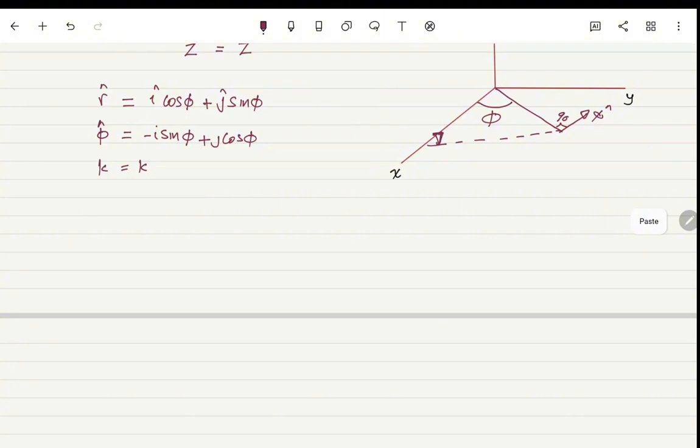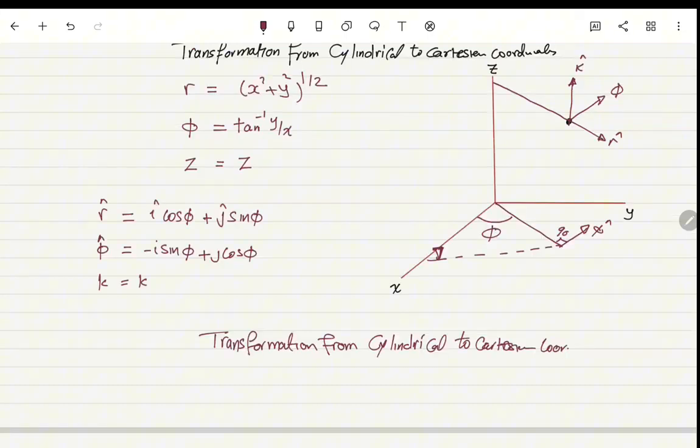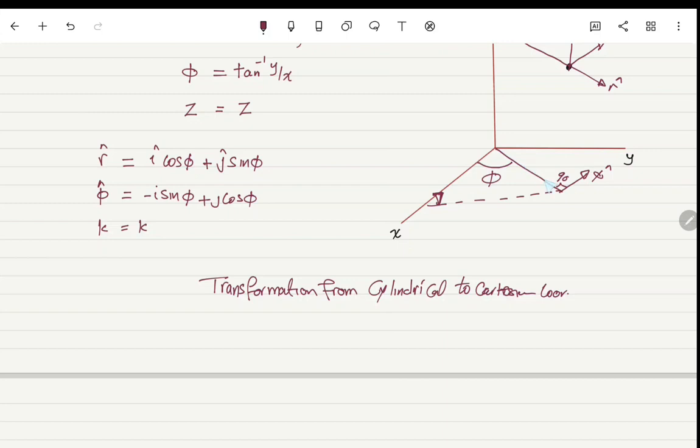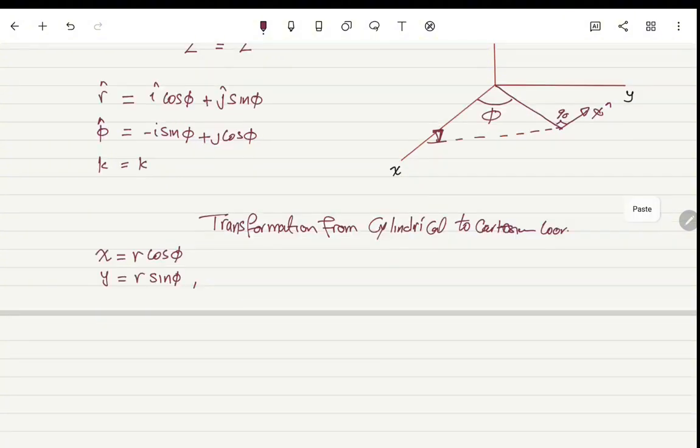Now, if we want to transform from Cartesian to cylindrical coordinates, let's do the following. Now, if this is r, this one here, it has x component, in this case x equal to r cosine phi. Now, it has also a y component, so y equal to r sine phi, and remember no z component here. Now we need to transform the unit vectors from cylindrical to Cartesian coordinates.